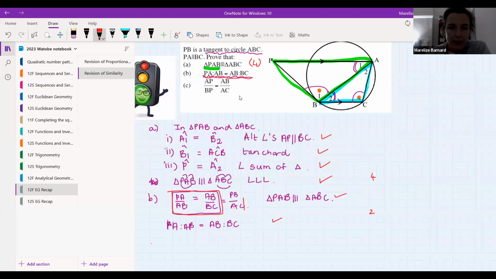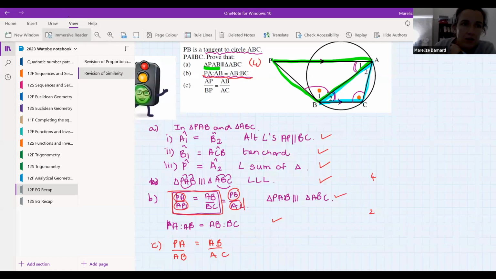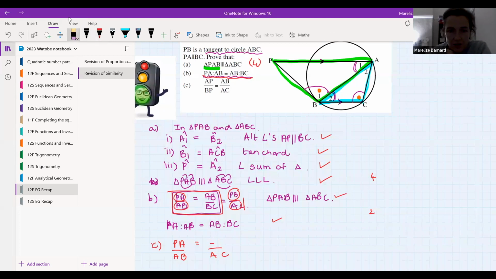And then lastly, we need to do AP over BP and AB over AC. So we just use the next combo, the combo that are circled in red. That's PA, AB over AC. And here we need AP over BP. Oh, I wrote it wrong. Sorry. Let's just fix that one.